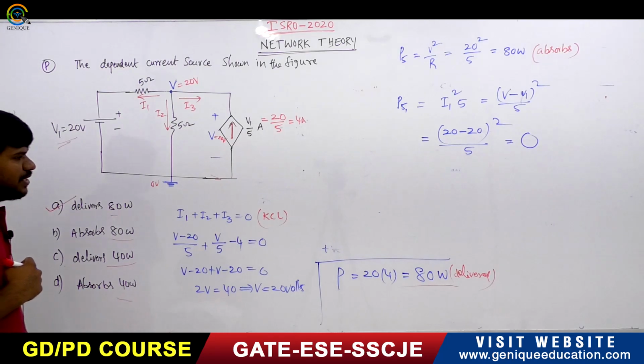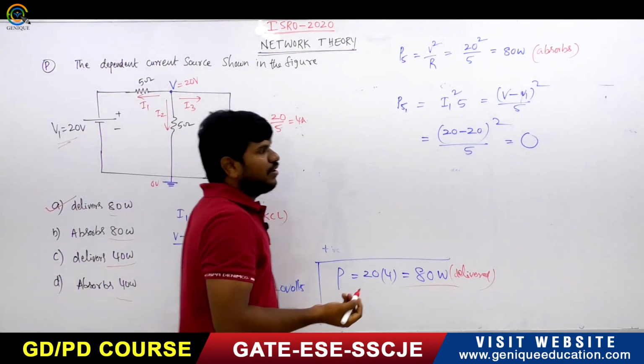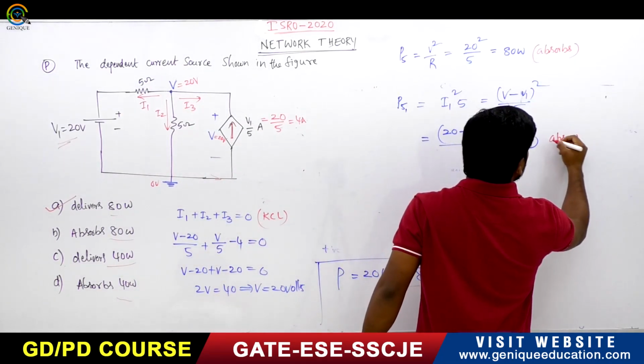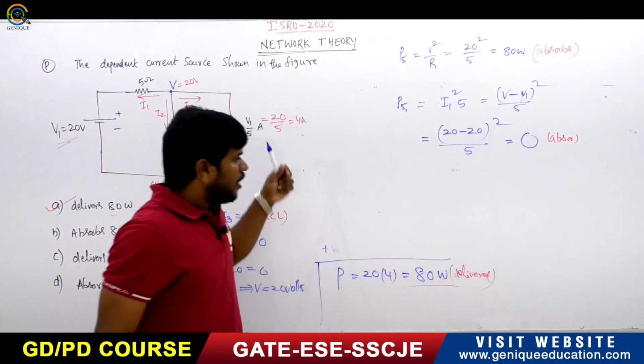What is the meaning of this? The power absorbed by this 5 ohm resistor is 0. Okay, the power absorbed by the 5 ohm resistor is 0. So what is the meaning? The meaning of this one is this.